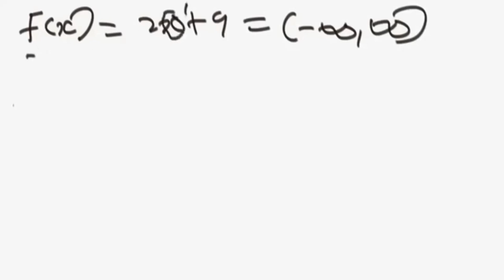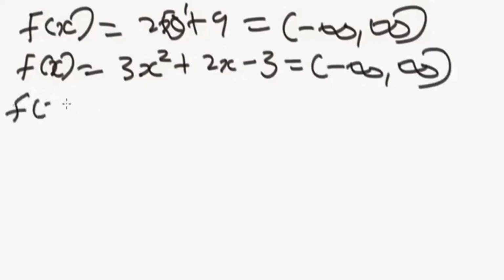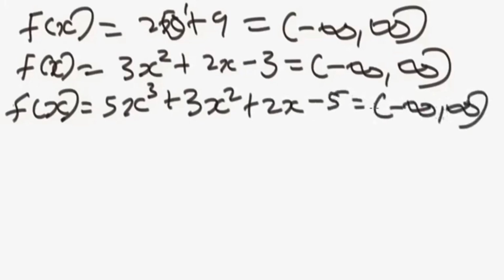Let's try another example. We are given f of x equals this quadratic function, where the highest power of x is 2: 3x squared plus 2x minus 3. So the domain of this function is still all real numbers from -infinity to +infinity. Let's look at one more example, a cubic function, where the highest power of x is 3. So we have 5x cubed plus 3x squared plus 2x minus 5. So the domain of this function will still be all real numbers from -infinity to +infinity.